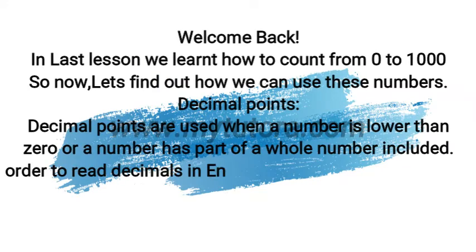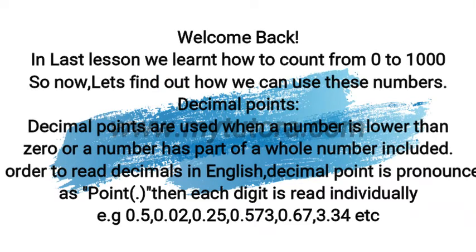Welcome back. Last lesson we learned how to count from 0 to 1000. So now let's find out how we can use these numbers. Let's have a look at decimal points. Decimal points are used when a number is lower than 0 or a number has part of a whole number included. In order to read decimals in English, decimal point is pronounced as point, then each digit is read individually.